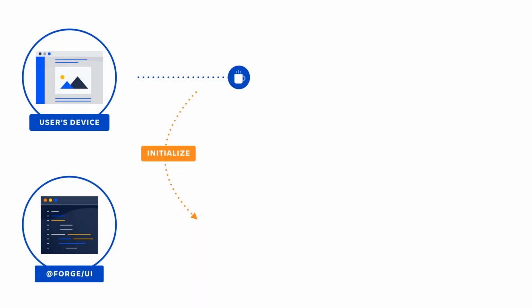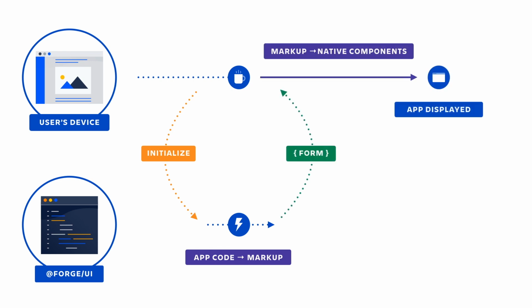So, as we're familiar with by now, the user's device starts the process by invoking the serverless function. Then, because feedback was set to undefined, we return the form and text field as markup. This markup then gets transformed on the user's device into components that are displayed natively, and this slide is exactly the same as what we've seen before.